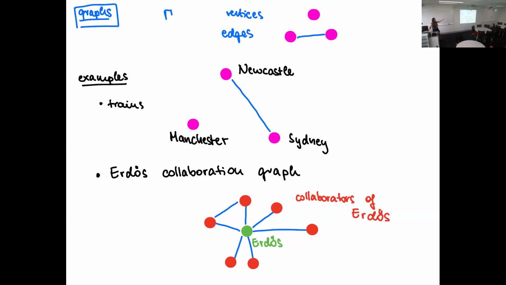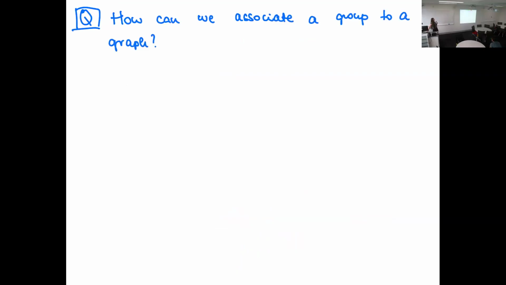Okay, so these are graphs. These are not directed, but they could be directed, and later on in this talk, some directed graphs will also appear. Okay, so how can we associate a group to a graph?